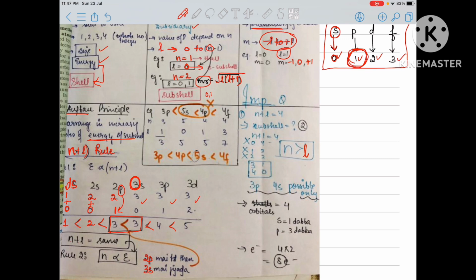If the value of n plus l is the same, that means what is rule number 2? That n is directly proportional to the energy, right?